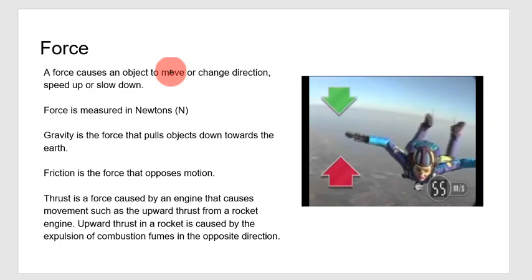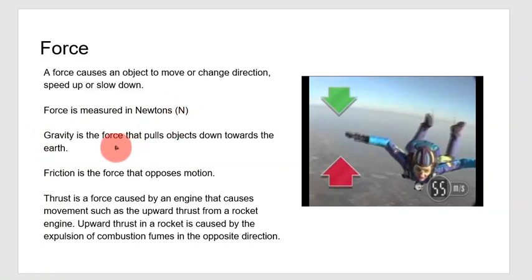So in this lesson we're going to look at force. Basically, force is a quantity, and a force causes an object to move, change direction, speed up or slow down. We measure force using this unit called a Newton. So we measure force in newtons. The letter N is the abbreviation for Newton.